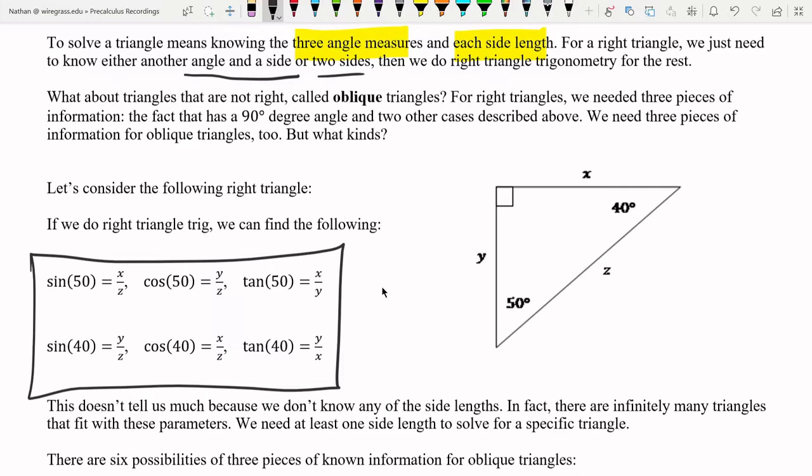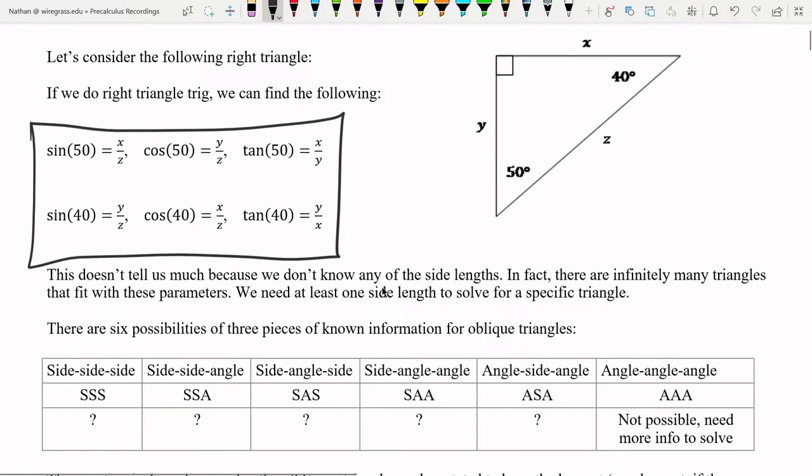And really, there's six possibilities of known information, and that's what I've shown here in this table. There's if you know all three sides, two sides and an angle, side angle side, so it's two sides with an angle between those two sides, a side and then two angles, angle side angle, so two angles and a side between them, and then of course angle angle angle, which is what we had up here. Angle angle angle you cannot solve because you don't have any side measurement and you need to have that.